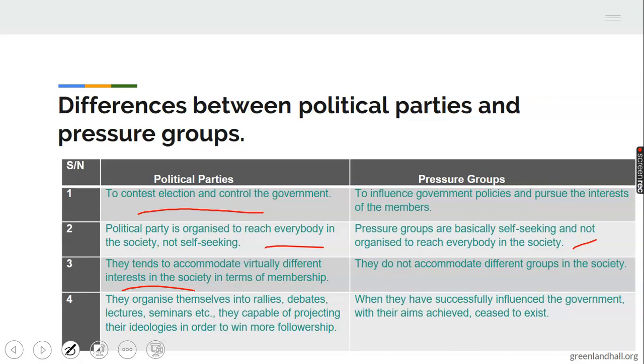Political parties organize themselves into rallies, debates, lectures, seminars, etc. They are capable of projecting their ideologies in order to win more followership. Whereas pressure groups, when they have successfully influenced the government with their aims achieved, cease to exist. You don't hear anything again, because they will see that as mission accomplished.